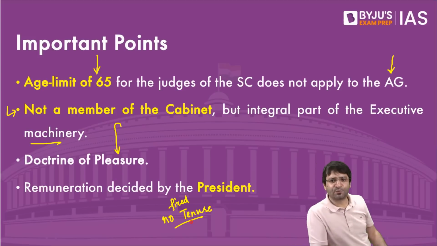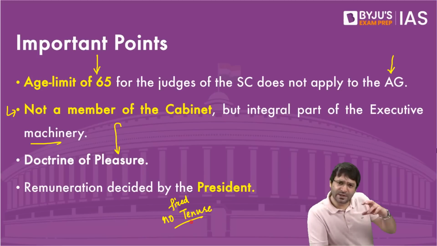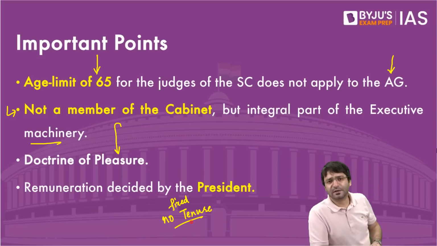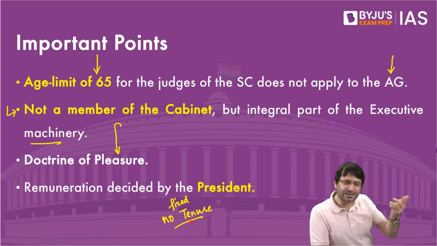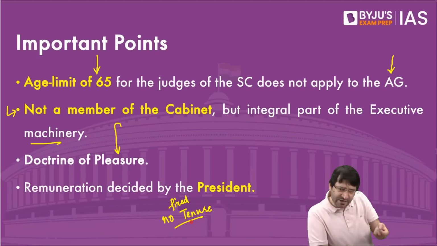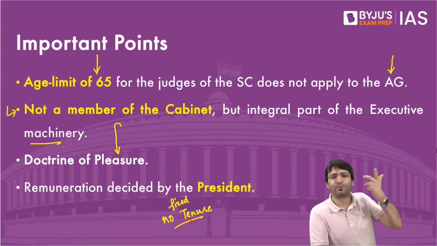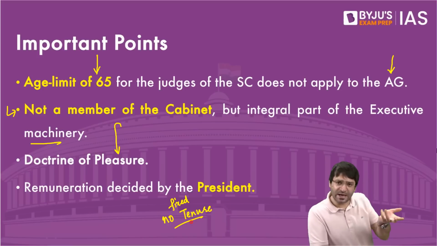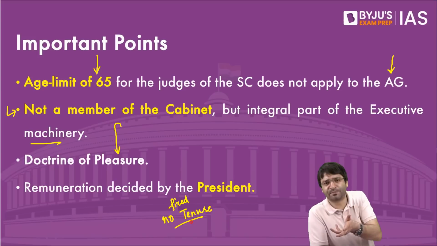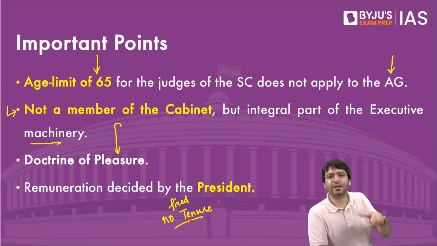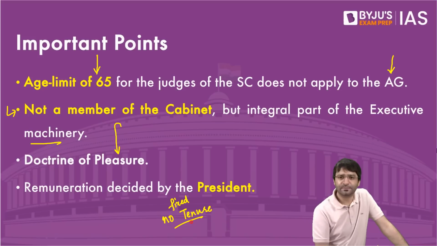So the advice was: appoint Mr. Mukul Rohatgi for 3 years. Mukul Rohatgi was appointed for 3 years. Can he be reappointed again? Yes. Can he resign before that? Yes. For example, Mr. Mukul Rohatgi submitted his resignation to the President. The President accepted that resignation, and then Mr. K.K. Venugopal was appointed as the Attorney General. He resigned, submitted his resignation to the President, and then Mr. Venkatramani was appointed as the Attorney General.